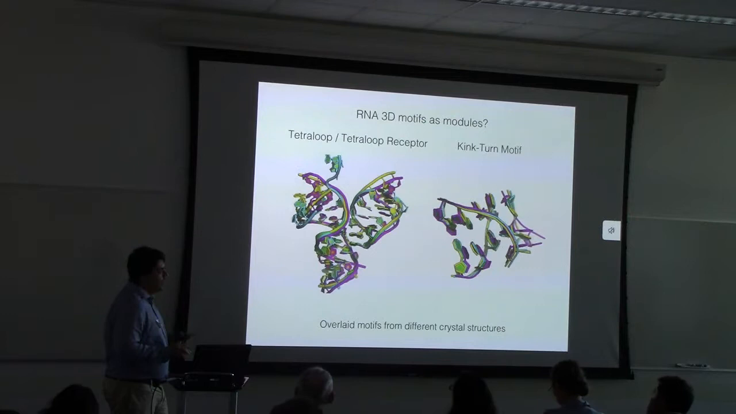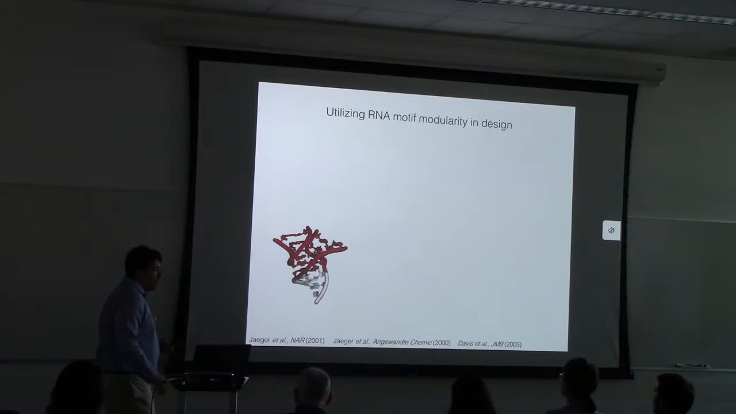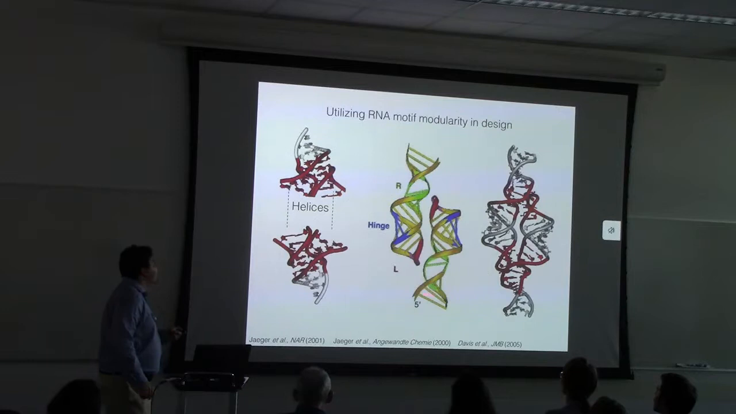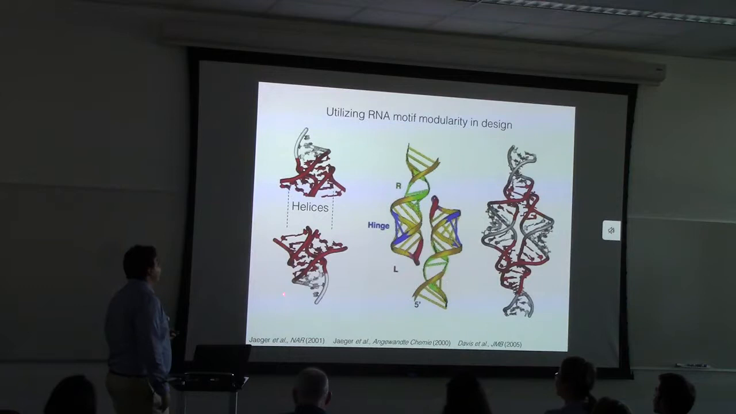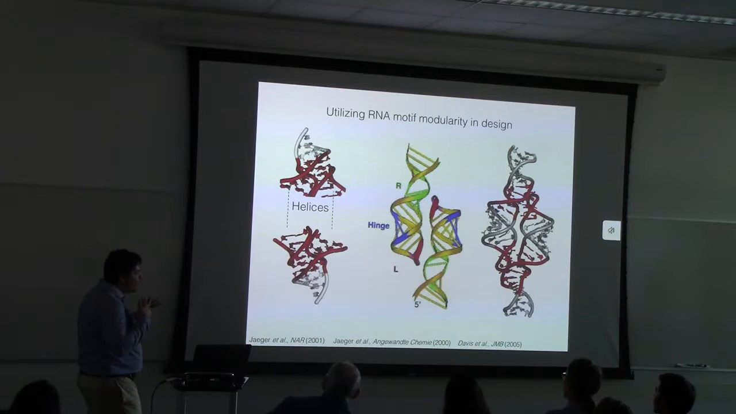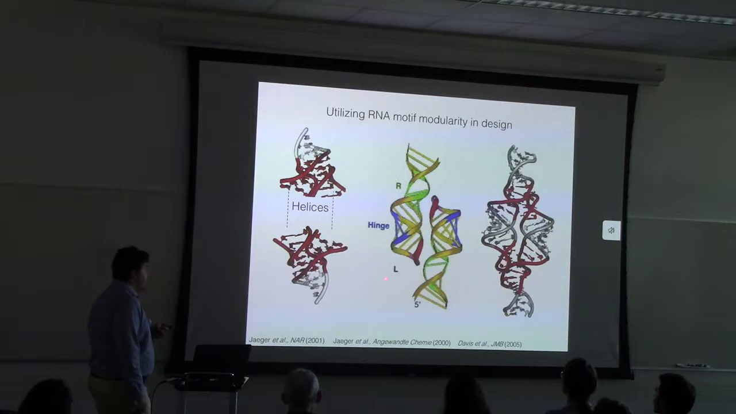So this was illustrated in one of the first cases by Luc Jaeger. If you take the tetraloop receptor, you flip it upside down and put helices in between it, it kind of looks like it should work. Luc Jaeger and colleagues came up with these very simplistic models, and later Sam Butcher solved the structure. You can see it's very, very similar.